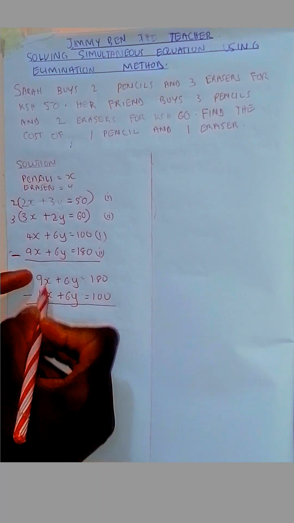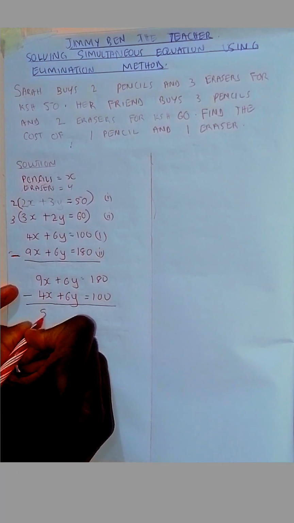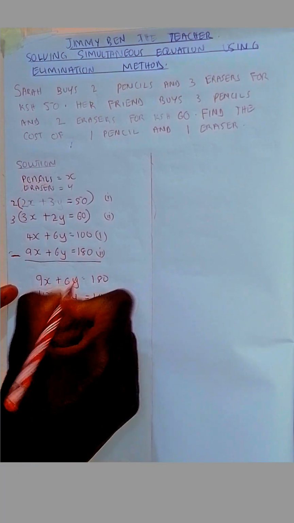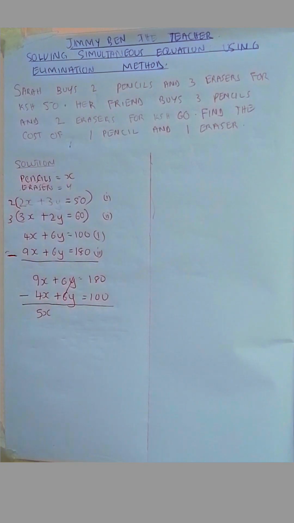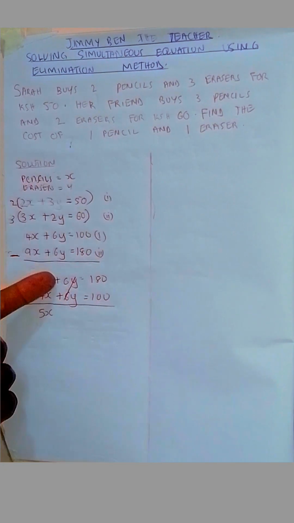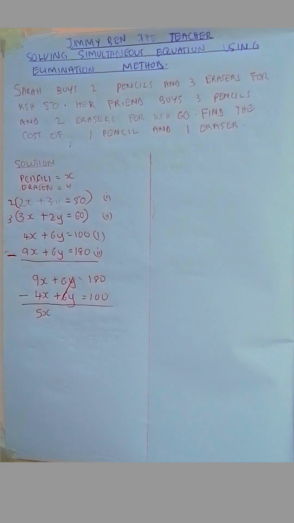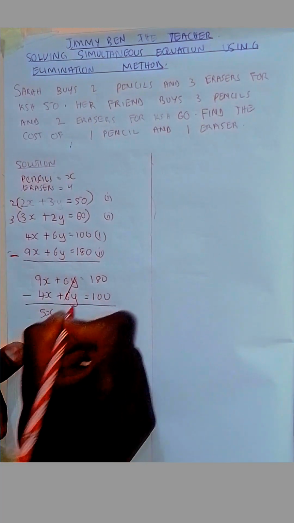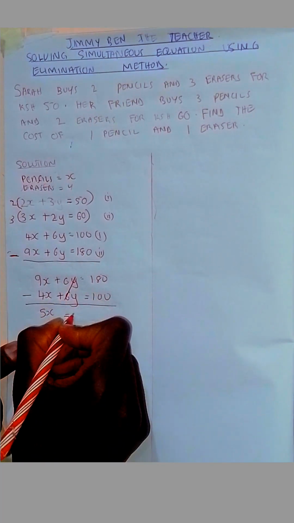No. So 9 subtract 4, we get 5x. 6y minus 6y, we get nothing. This is what we call eliminating. When we say elimination method, we make the coefficients look the same so that when we subtract them, we eliminate them. 5x is equal to 180 subtract 100, we get 80.